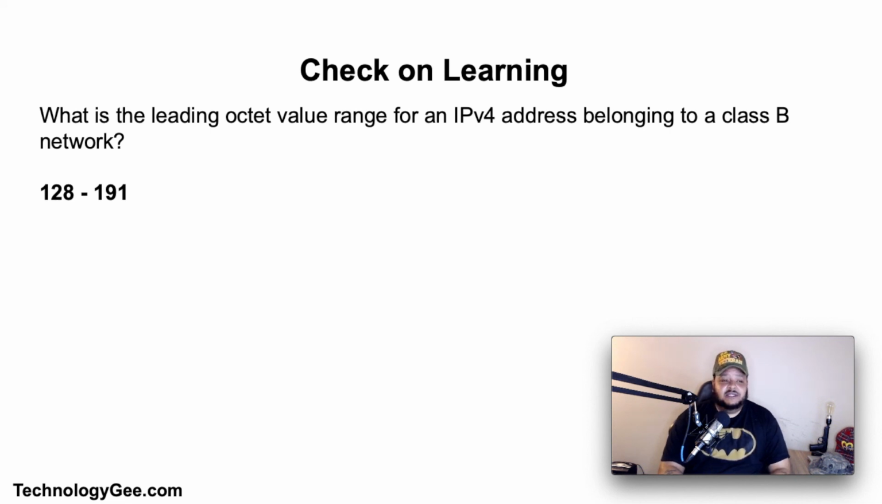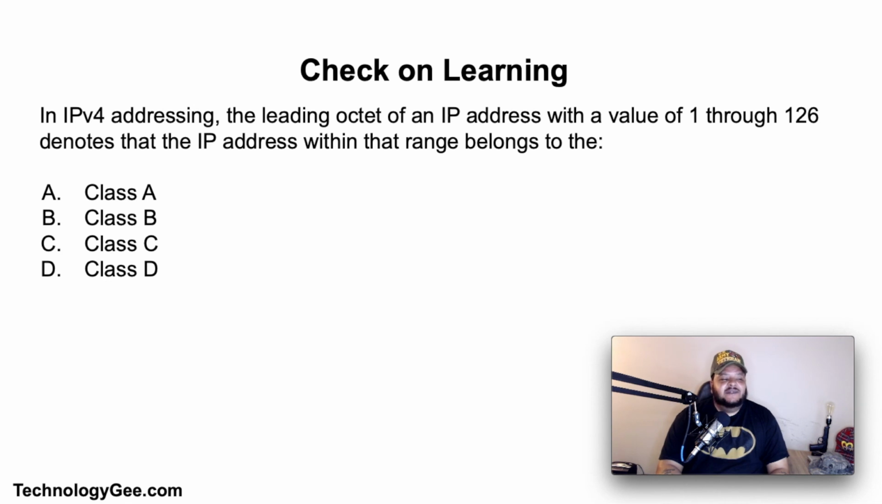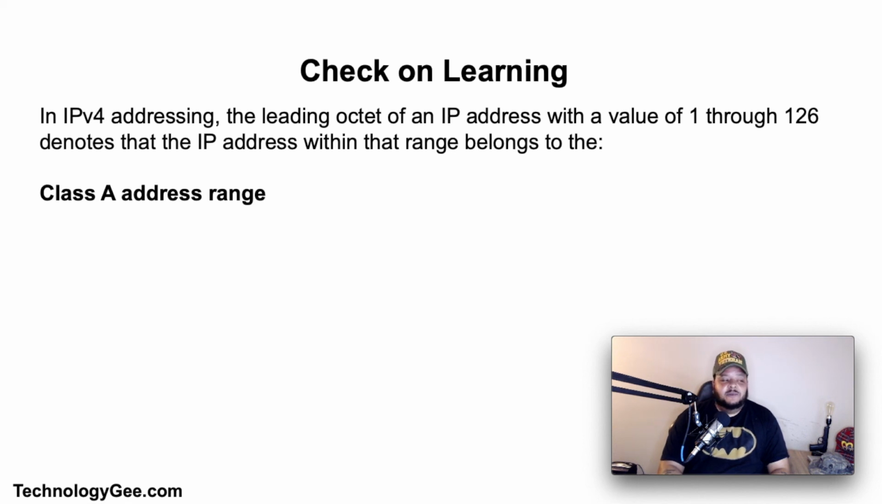Next question. In IP version 4 addressing, the leading octet of an IP address with the value of 1 through 126 denotes that the IP address is within the range that belongs to what? Is it Class A, B, C, or D? So 1 through 126, which class does this belong to? The correct answer is, this will be the Class A address range.